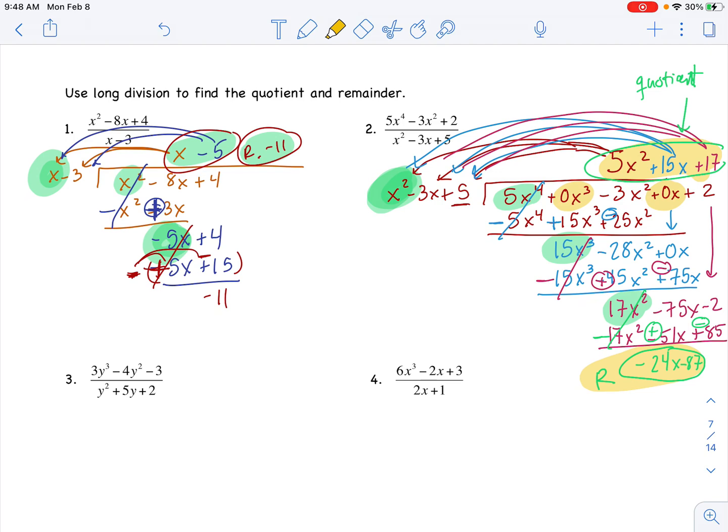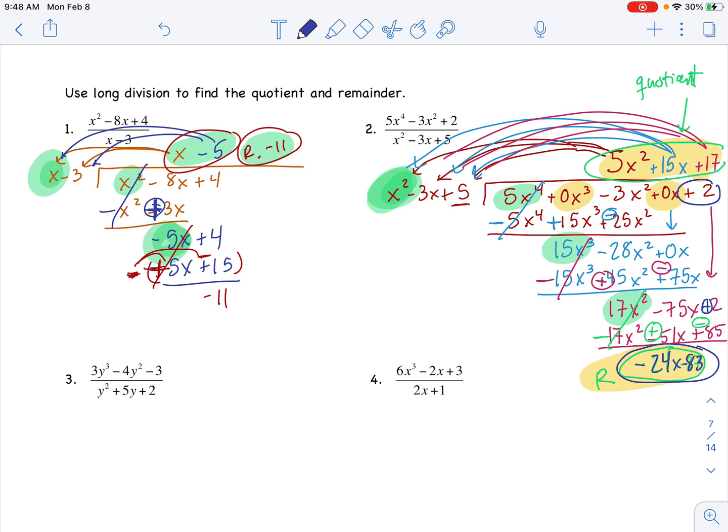Oh, whoops, I see what I did. I have one little mistake. I did catch it. It's right here, you guys. This was a positive 2, so I should have brought down a positive 2. Minus 85 was negative 83. Sorry. Everything else was good, though. That was pretty good, huh? All right, so there's our remainder.